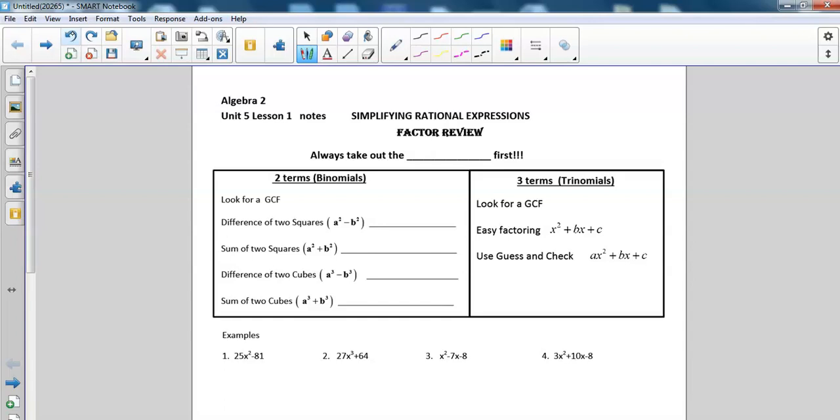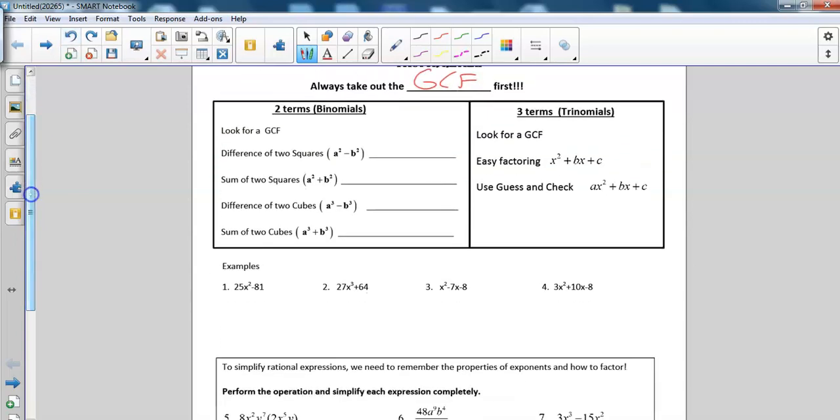Okay, factoring review. We talked about factoring in Unit 0, like a boomerang. It came back in Unit 2, and it came back, well, now. So our big thing we want to remember is always take out the GCF first. This will make our life a lot easier. That's why the first step is look for a GCF.